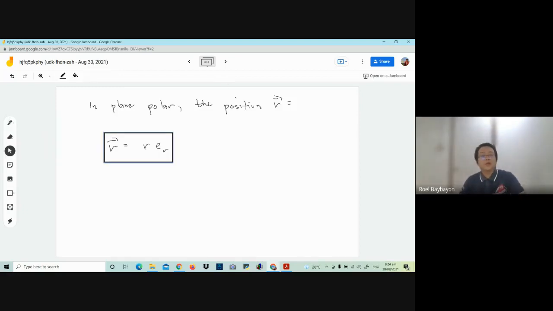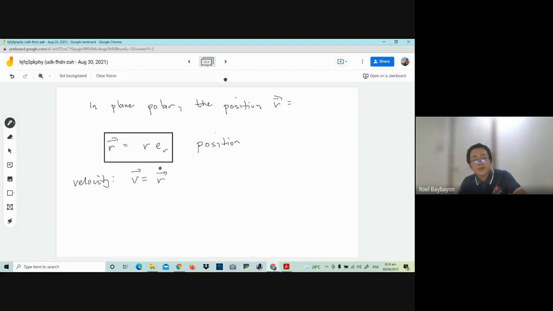Okay, this is now my position. How about my velocity? Once I know the position, I can know the velocity. What is now my velocity here? Velocity is just equal to r dot. Okay? Velocity is just equal to r dot.